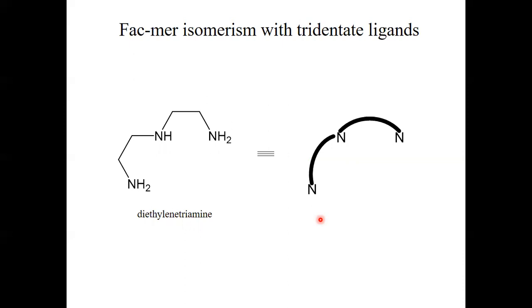A tridentate ligand that can do this is this diethylenetriamine molecule here. We can simplify this molecule a little bit by just writing the nitrogen donor atoms connected by a bent line, which just represents in this case the ethylenediamine ligand.